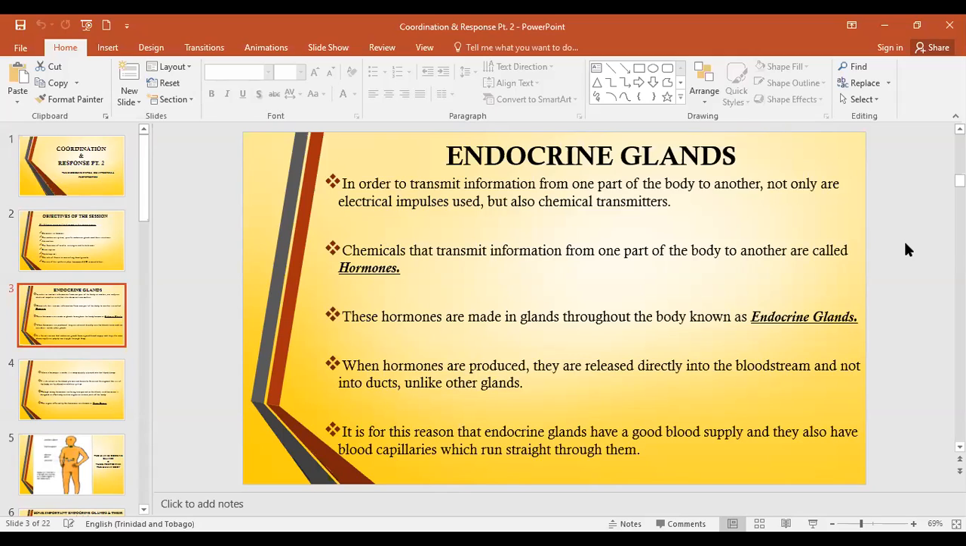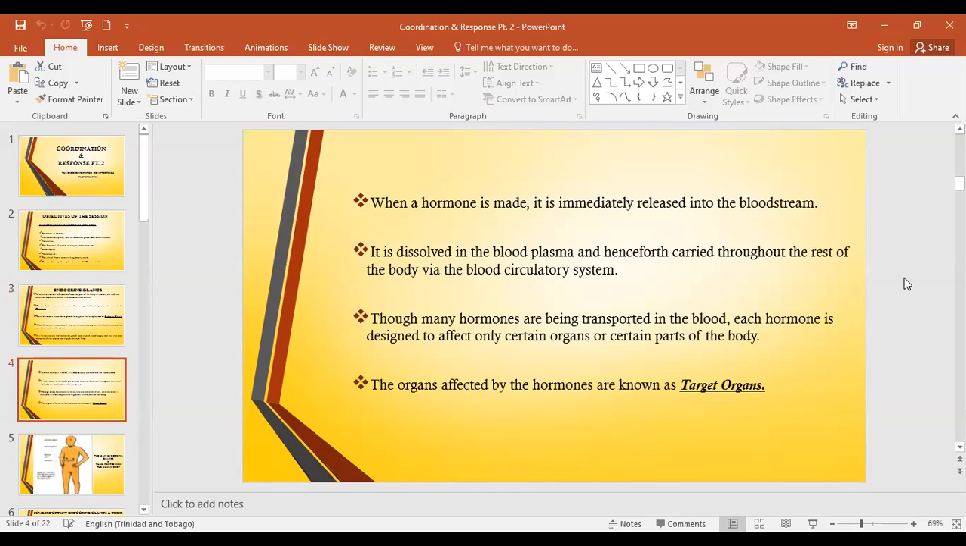All right, what happens is that, remember how we discussed that ADH is transmitted, it enters directly into your bloodstream, right? So hormones are like that. When they are produced, they are released directly into your bloodstream, and they are not released into any particular ducts or glands or anything. They go directly into your bloodstream, they dissolve. And then they are designed now to specifically target only certain organs. All right, and these are called target organs.